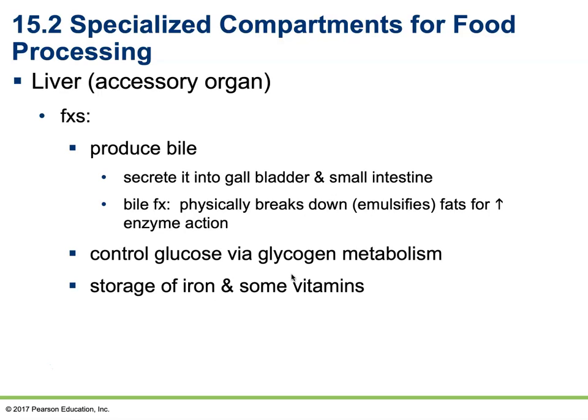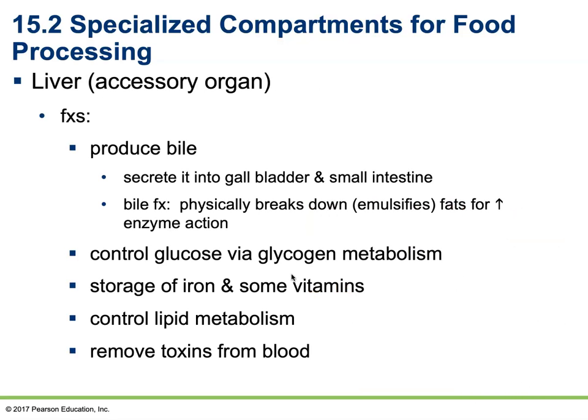So the liver actually has many different functions in both the cardiovascular system, the urinary system, and the digestive system. Once the liver adjusts the composition of blood, the blood is going to be returned into general circulation. It's also going to be a place for the storage of iron and some vitamins.